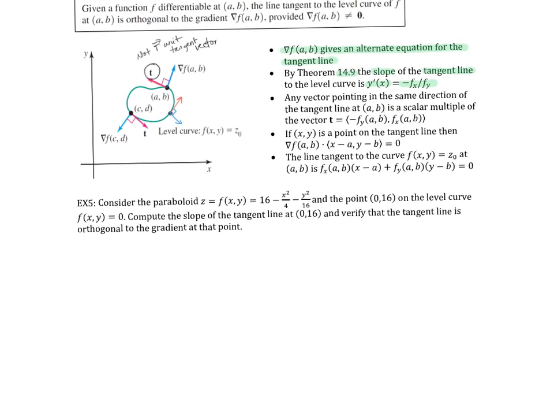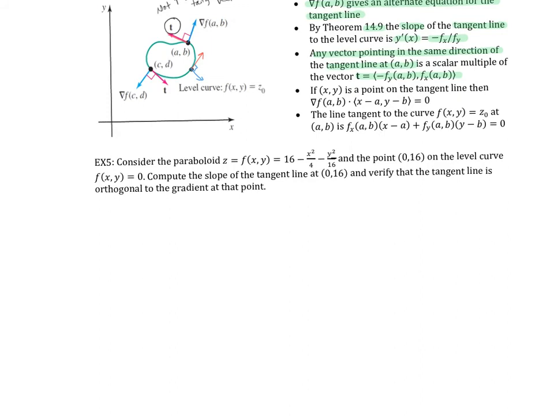Something to note: any vector pointing in the same direction as the tangent line at this point (a, b) will be a scalar multiple of our tangent vector. Why is the tangent vector defined as negative partial with respect to y, comma partial with respect to x? Well, let's just verify that. If you take this vector, negative partial with respect to y, partial with respect to x, and you dot it with our gradient vector, which is partial with respect to x, partial with respect to y, the dot product is 0.